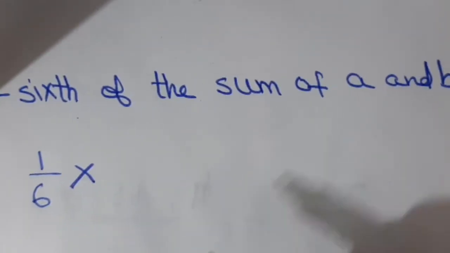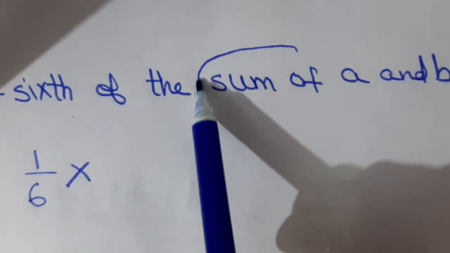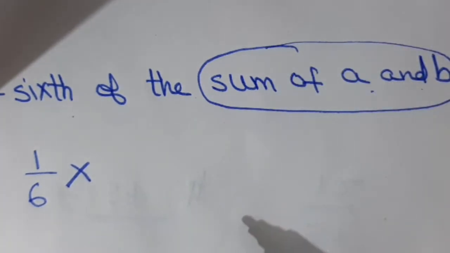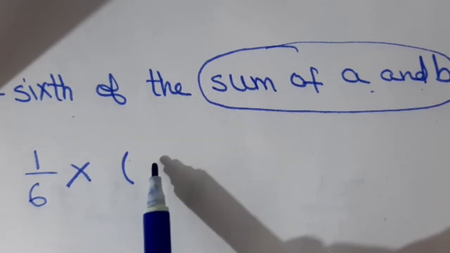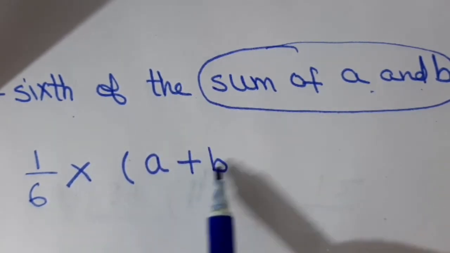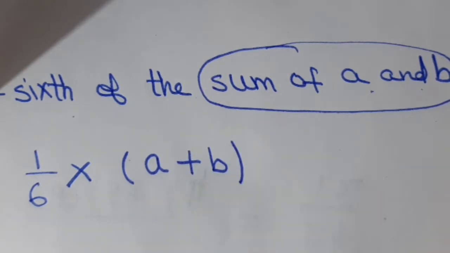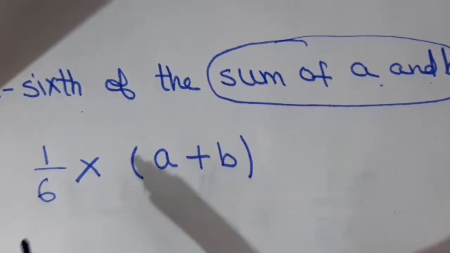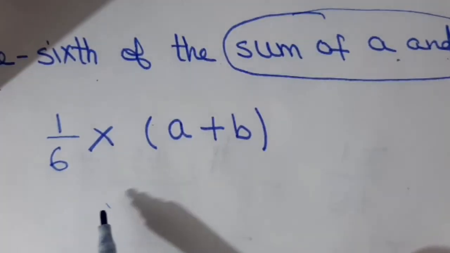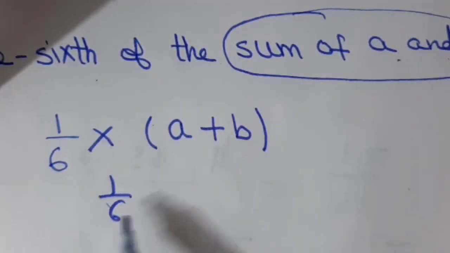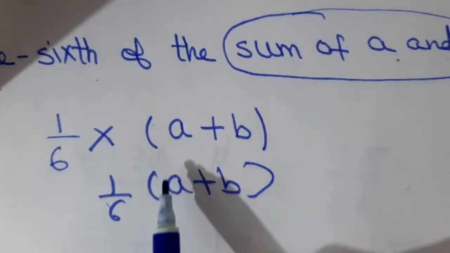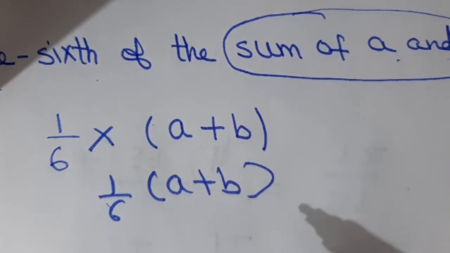The sum of A and B. See students, here A and B are together. So you will put A and B together, that is the sum of A and B. Sum of A and B means A plus B. You will put this A plus B in a bracket. So it will become 1/6 multiplied by (A plus B). Or you can simply write it as 1/6 (A plus B) also, because it is understood that if no sign is there, the multiplication sign is there.